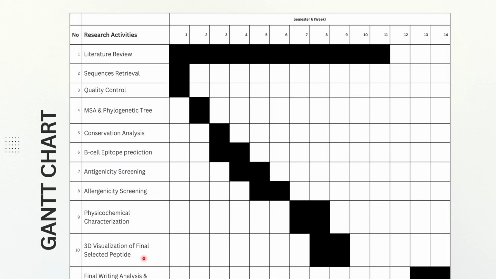This is the Gantt chart that I will be following in the next semester. In conclusion, this study will provide a rapid and cost-effective pathway to a regional vaccine that is hopefully safe from ADE and effective against all serotypes.